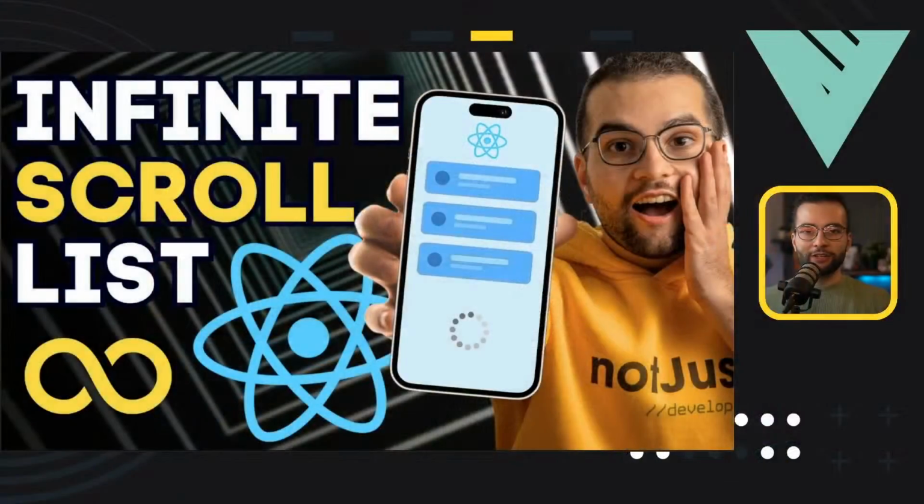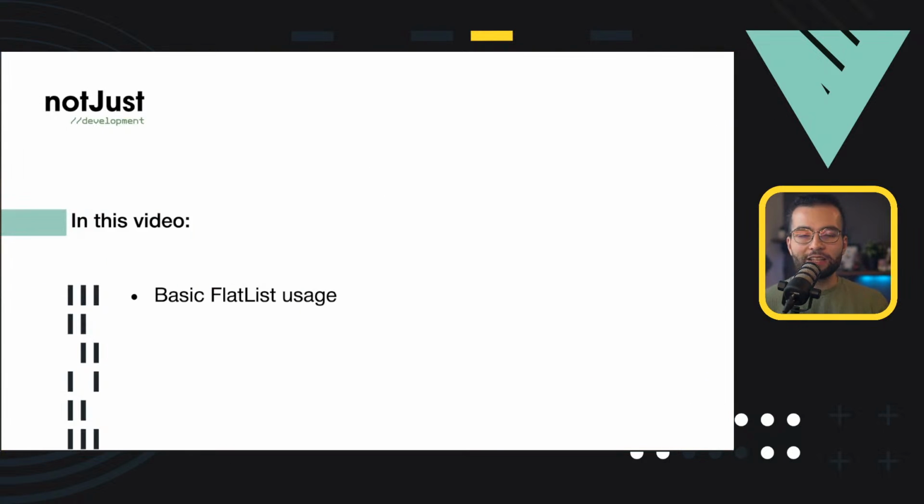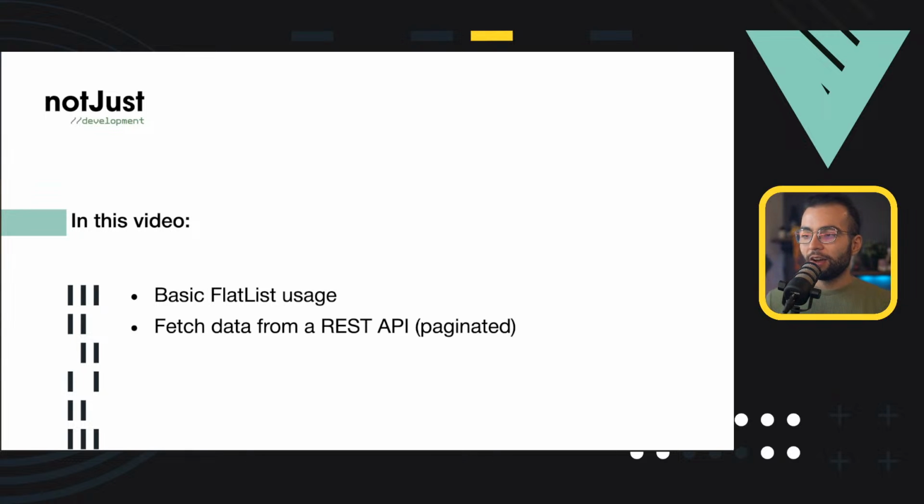And if you are just joining and you're wondering what we are doing today, what we are doing is we are implementing an infinite scroll list, and the whole goal is to help you master React Native FlatList. That's why we started slow. We started with learning about the basic FlatList usage. We already learned how to fetch data from our REST API, and specifically paginated data. And now we are at the step where we will implement this infinite scrollable list.